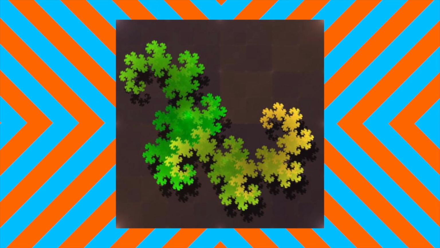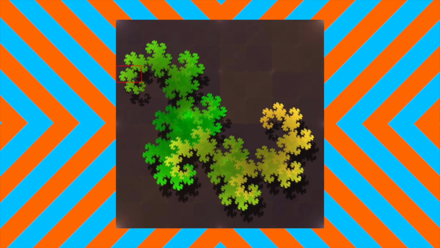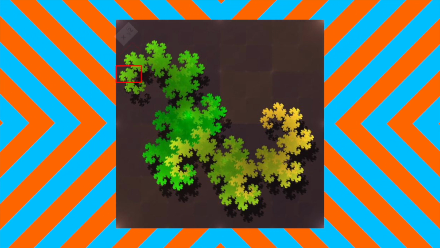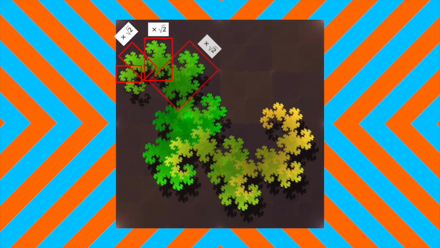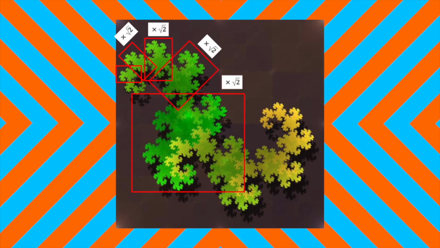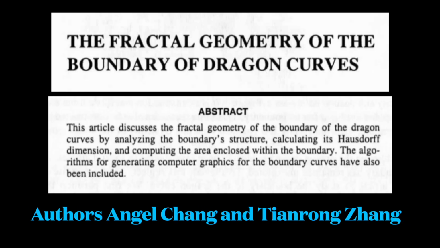There's an interesting pattern with the size of these dragon curve segments. They scale as multiples of the square root of 2. So mathematicians use this to determine an equation for the area bounded by the dragon curves. I would suggest checking out their paper if you're interested, but I'll summarize some of their findings.